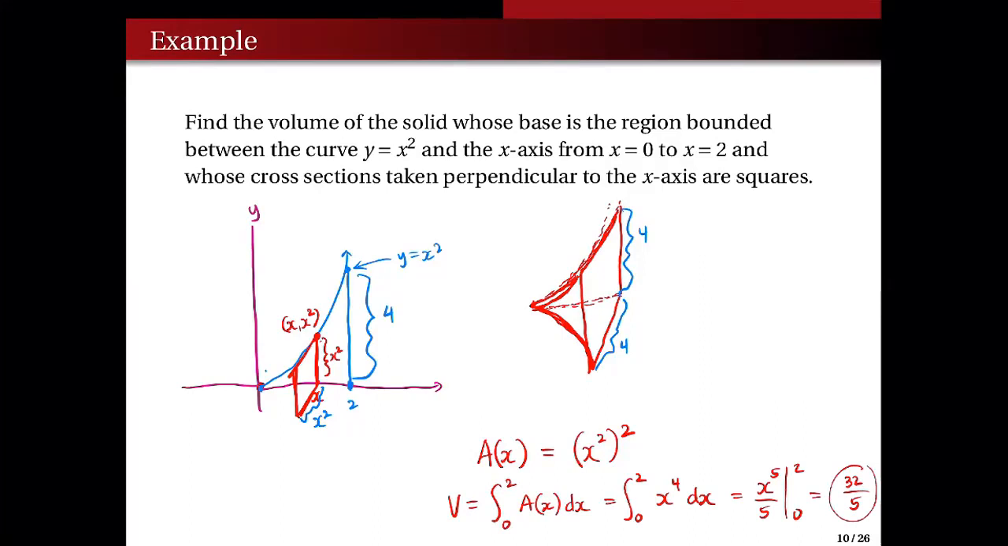Okay, questions? Sir, why is it even x squared in the first place? Because that's what is in here. Oh, okay. Sorry, thanks. You're welcome. Other questions?